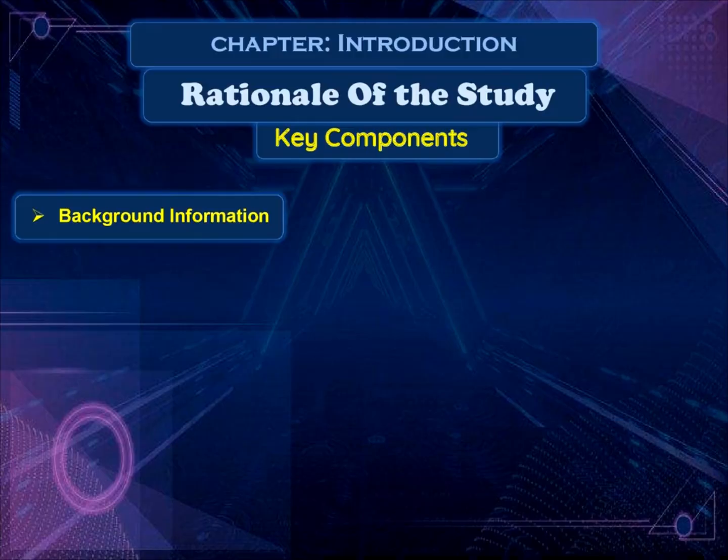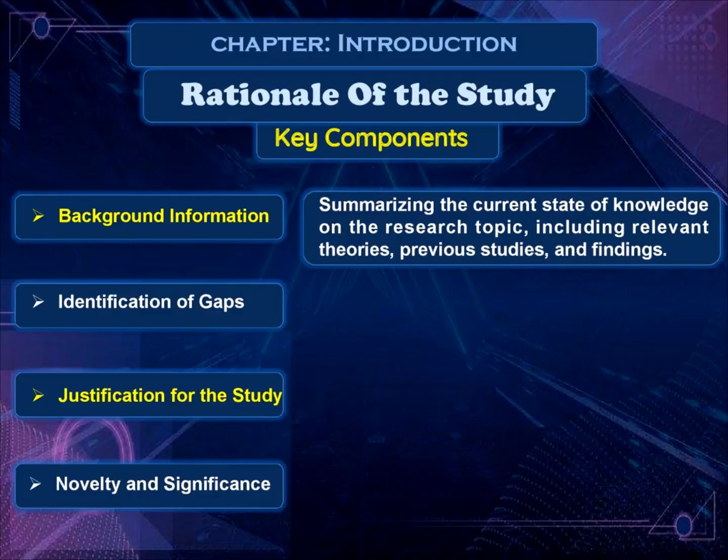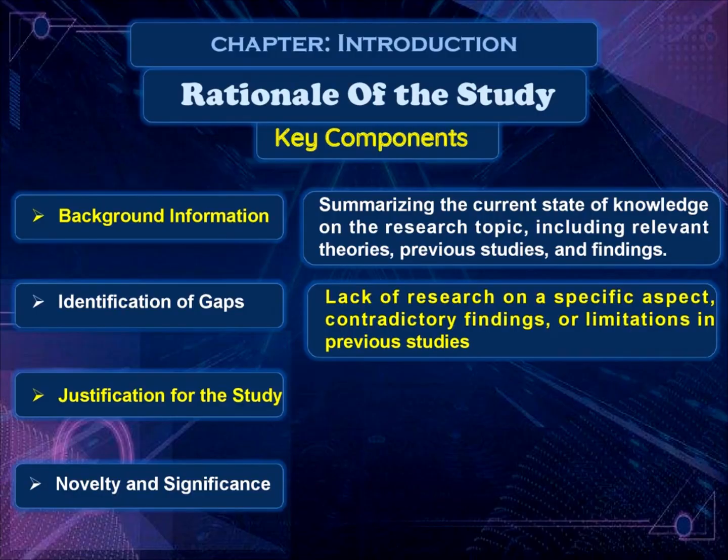Background information, I think it doesn't need a lot of explanation. Summarizing the current state of knowledge of the research topic, including relevant theories, previous studies, and findings. Although this part is in the introduction chapter, some of it will be written after you do the literature review. Identification of the gaps, again after you do the literature review, you'll really understand the gaps that you have identified.